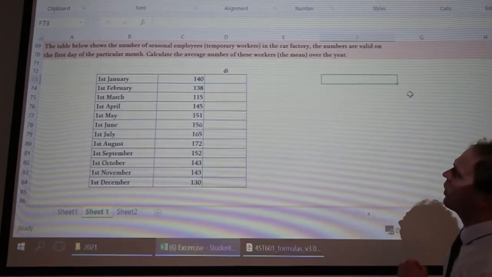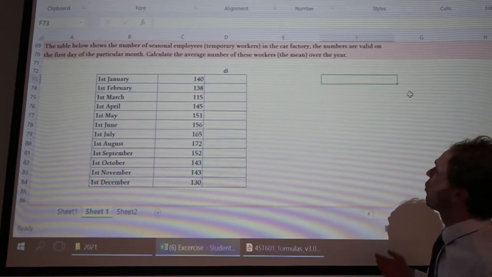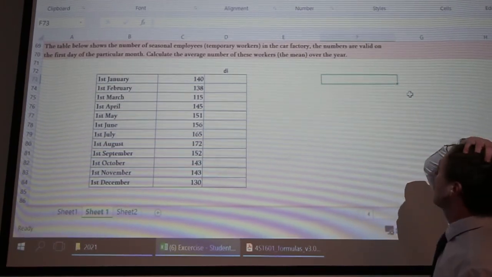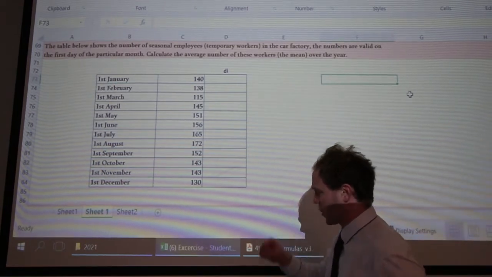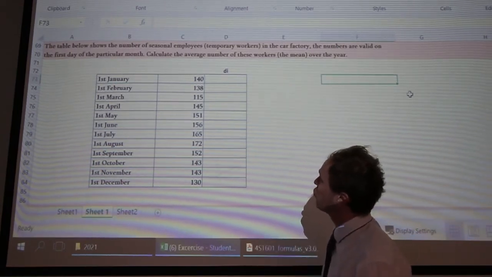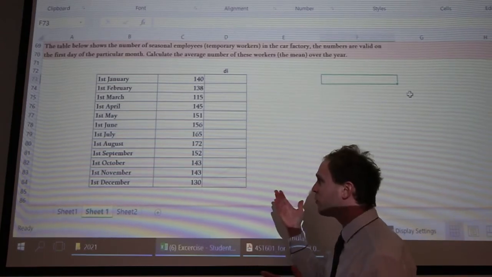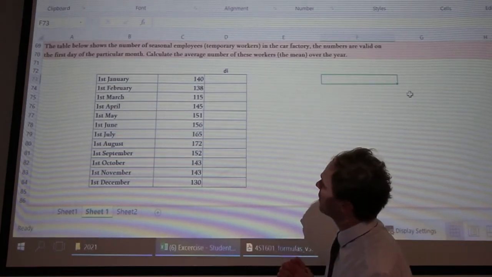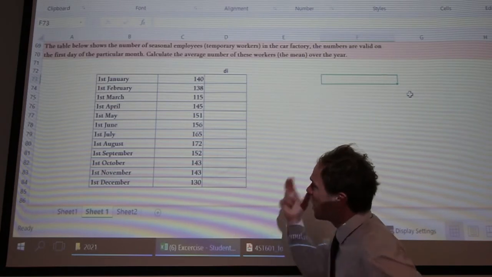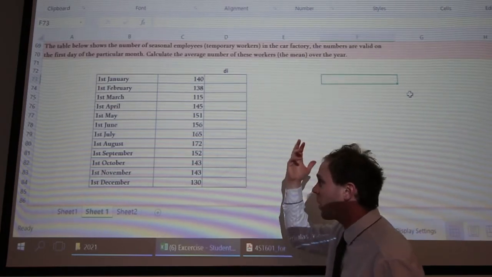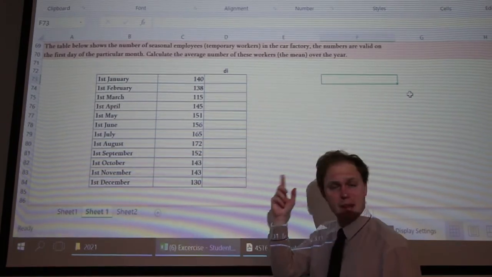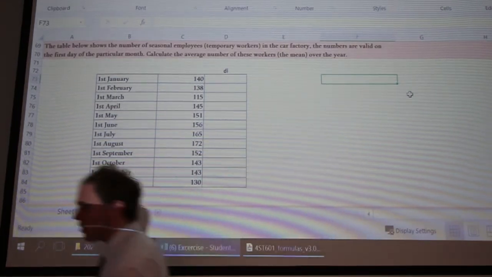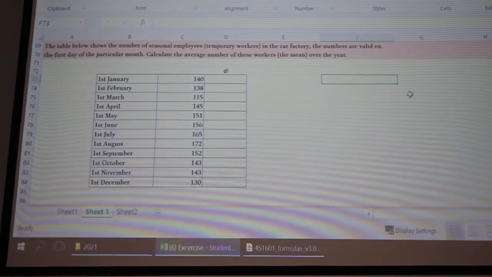And we would like to calculate the average number of these workers, the mean over the year. So it's necessary to write here the number of days in the particular months, but mainly we are using 28 for February. So I will write the number of days here.